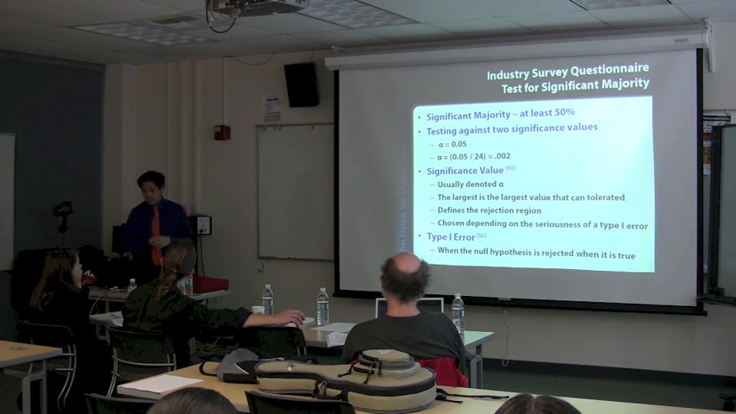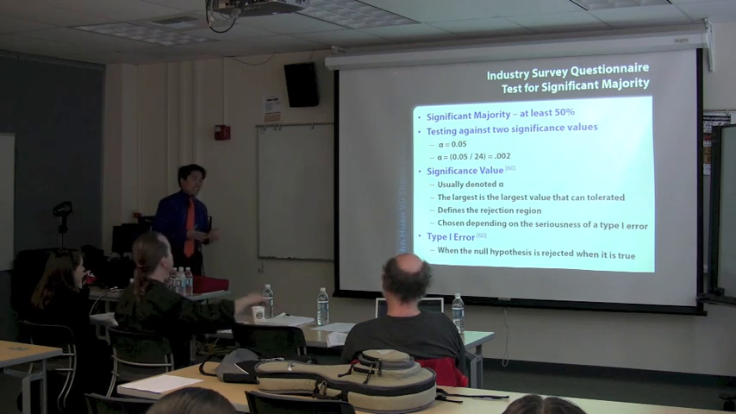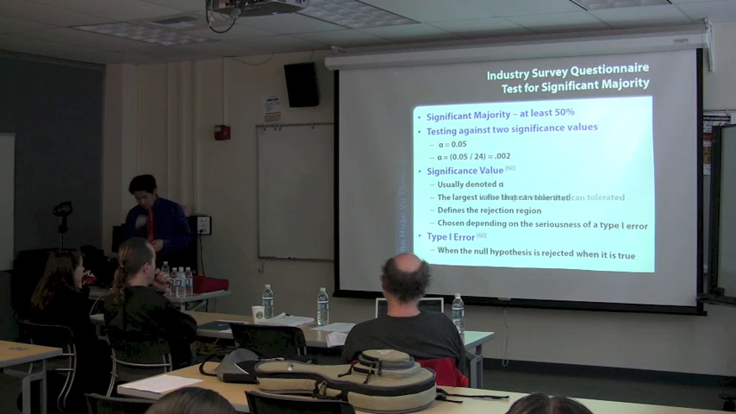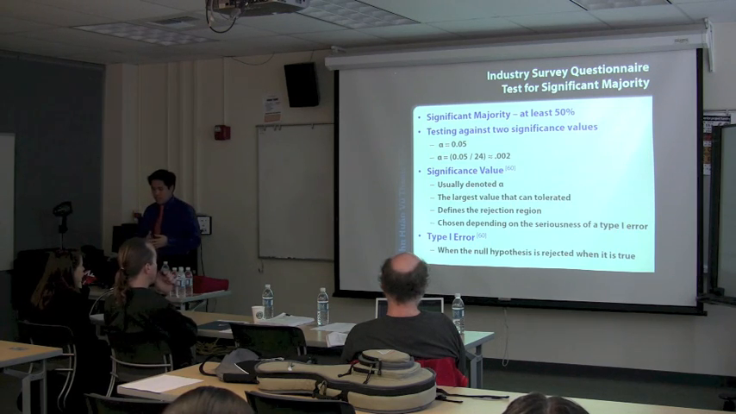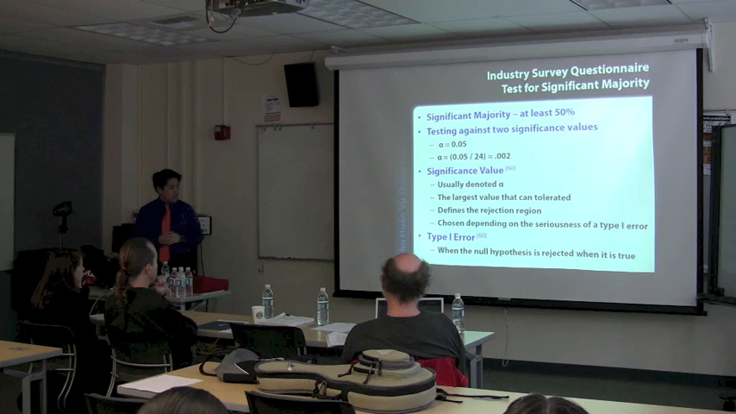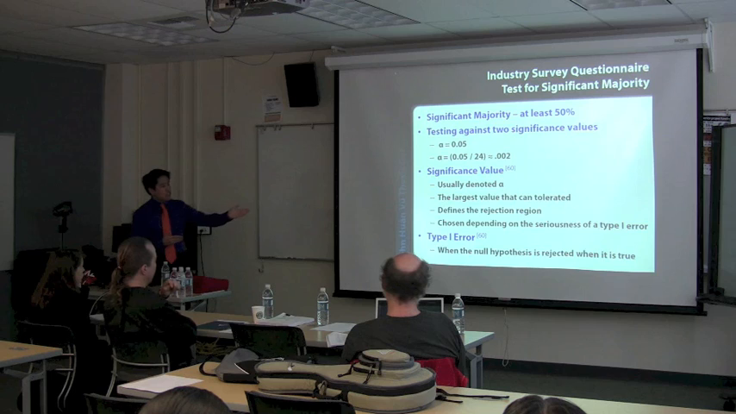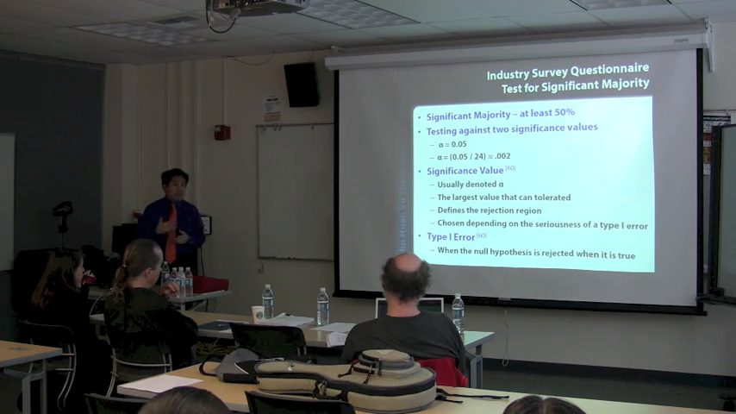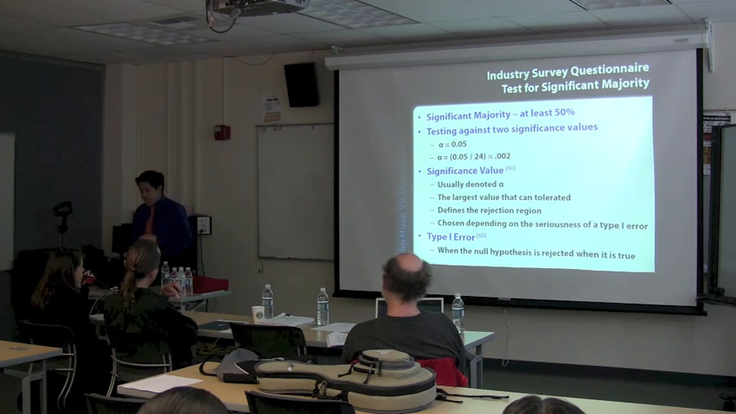Before explaining each of the significance values, we must understand what a significance value is. A significance value is usually denoted as alpha, is the largest value that can be tolerated, defines the rejection region, and is chosen depending on the seriousness of a type 1 error. And for those who don't know, a type 1 error is when the null hypothesis is rejected, when in fact it is true. Now, the first slide that you will see is comparing against alpha of 0.05, a value that's traditionally used in statistics.